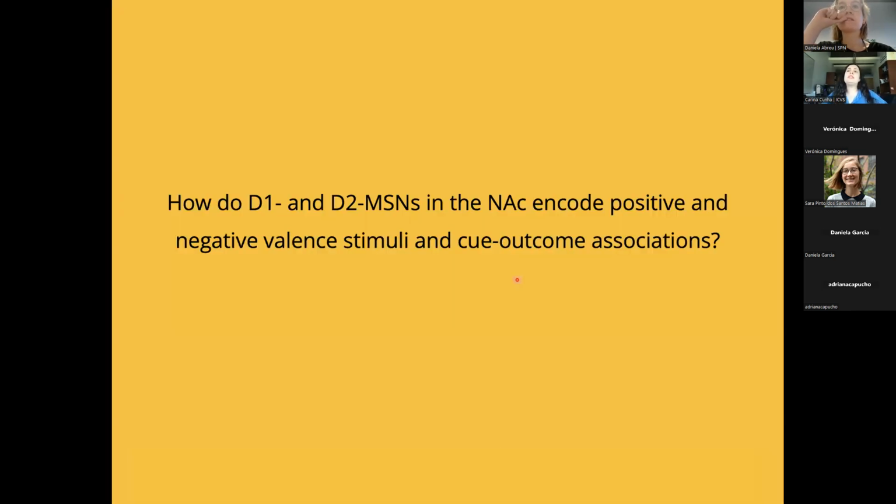And so in this study, our main question was to try to understand how these D1 and D2 MSNs in the nucleus accumbens encode positive and negative valence stimuli, but also how they contribute to the development of cue outcome associations, meaning associative learning.